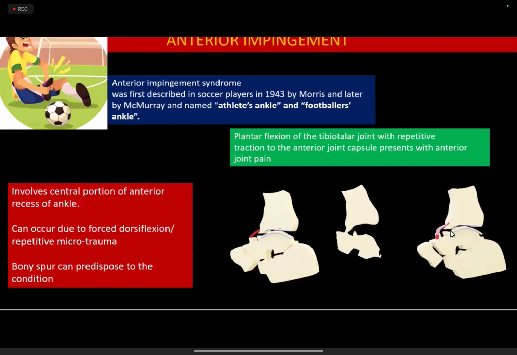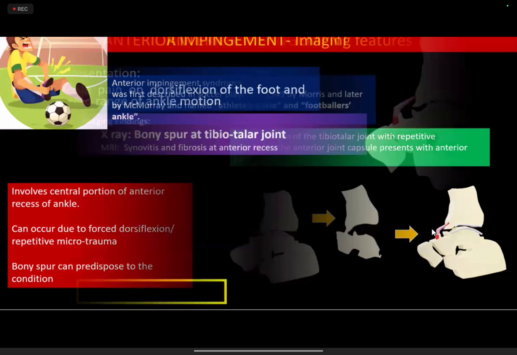Now, due to the repetitive motion, as we can see in the graphics, there can be formation of bony spur and scarring, and there can be capsulitis here. So what happens is, due to repetitive motion, as we see as a footballer tackles, as footballers kick repetitively, there might be secondary scarring and bony spur formation.